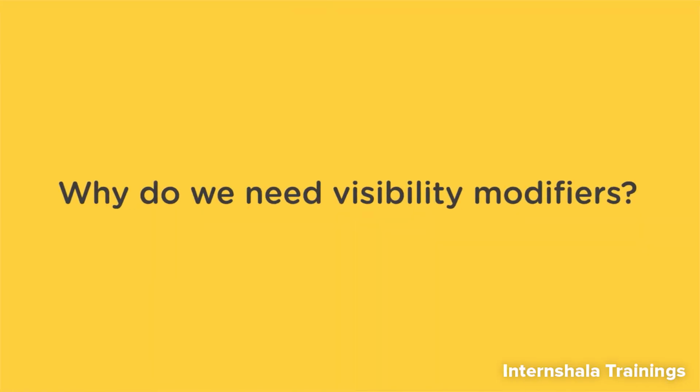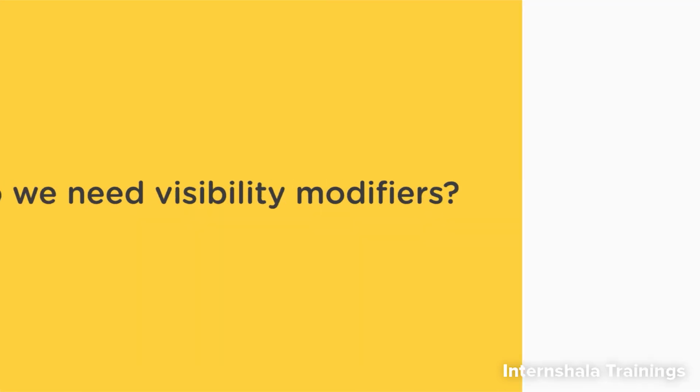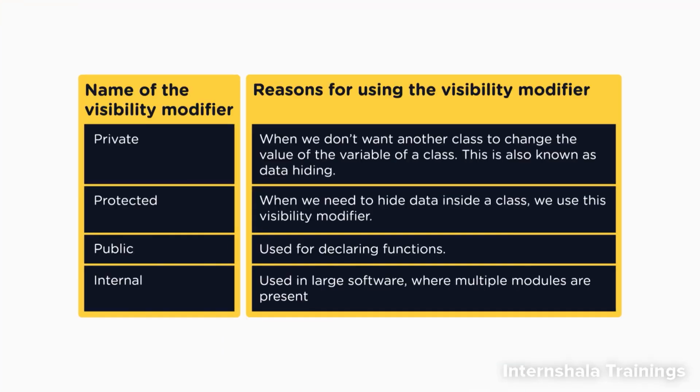Now the question arises that why do we need visibility modifiers? So, we have the private modifier since sometimes we don't want another class to be able to change the values of a variable of a particular class. Hence, we use private visibility modifier for the class variables. This is also known as data hiding.